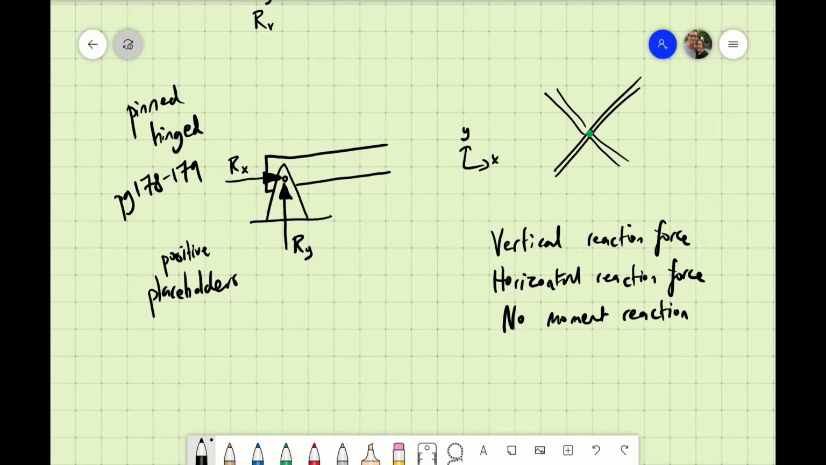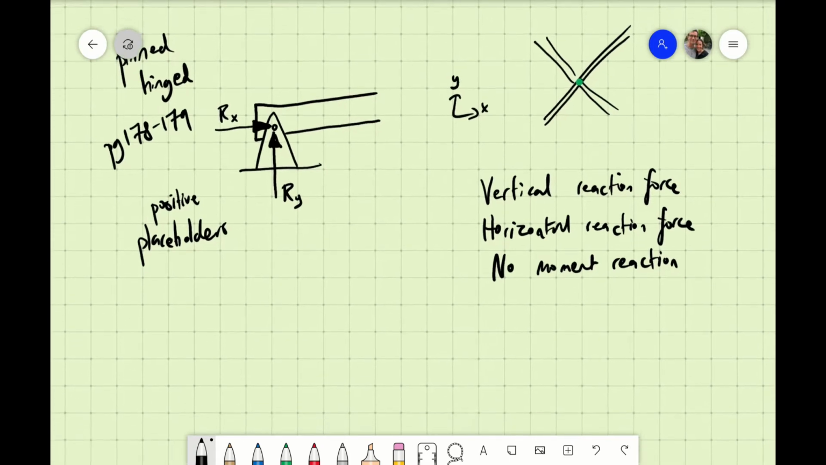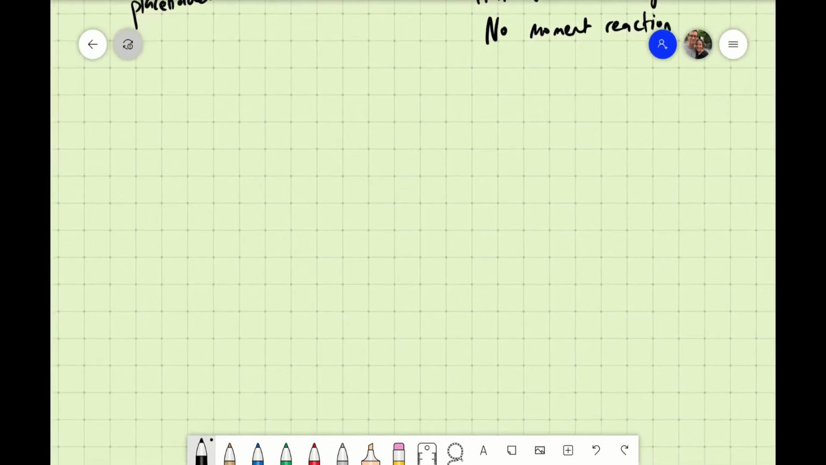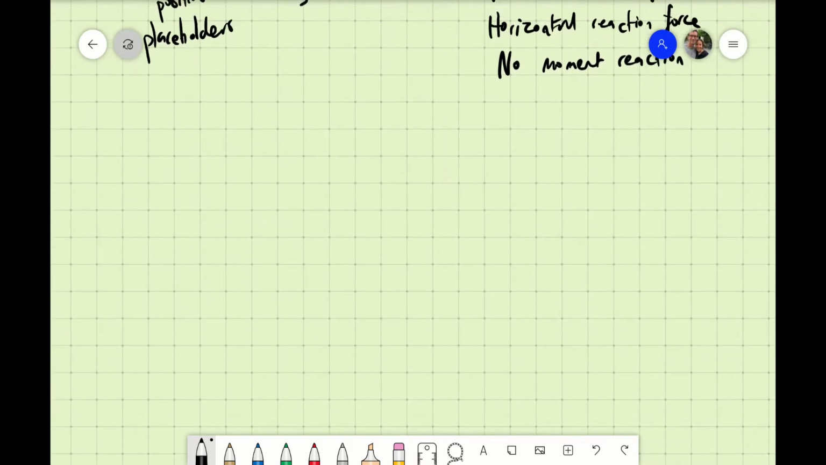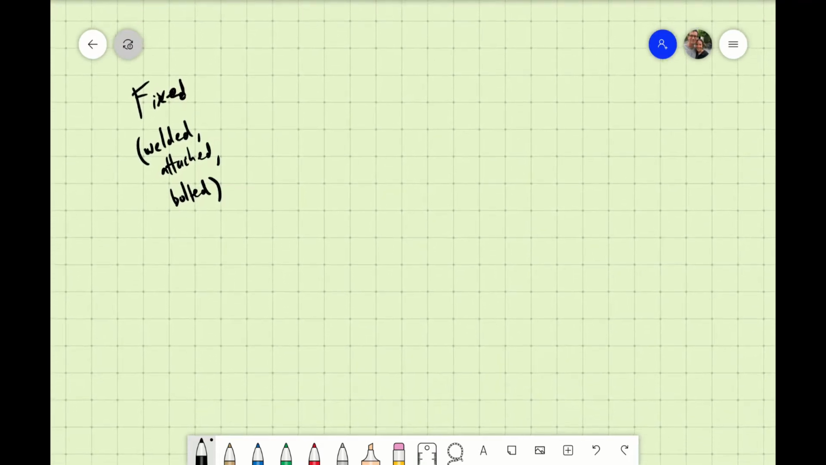Okay, I think that's pretty straightforward. Let's go on to the next very, very common one. And this is what we call fixed. And that is the language in the textbook. Other terms that I have seen for this include things like welded, attached, bolted, referring to the actual physical means of doing that.